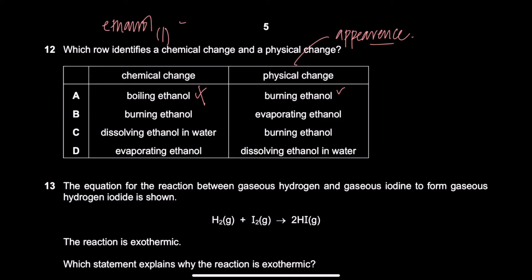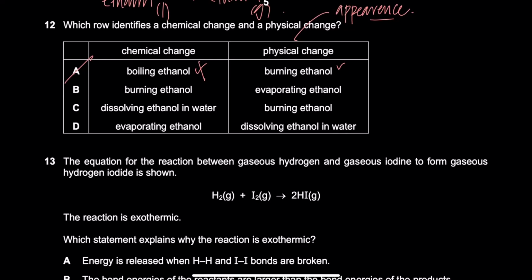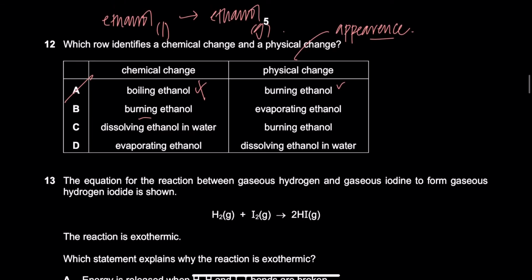So ethanol was liquid. You boil it, it's still ethanol. No change in its chemical composition. Now it's gas, right? So boiling is not a chemical change. It's a physical change, right? They've written this opposite. Now burning ethanol is absolutely a chemical change, because burning is combustion, right? So ethanol is a fuel. You burn it with oxygen to get carbon dioxide and water. Since new products are being formed, it's a chemical change.